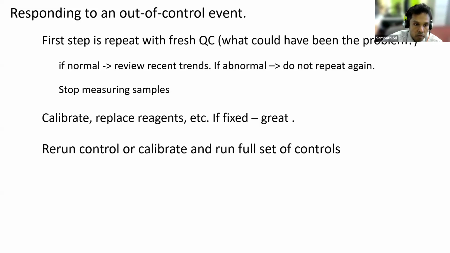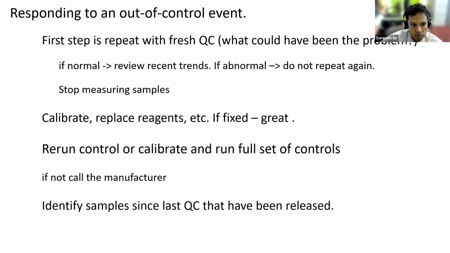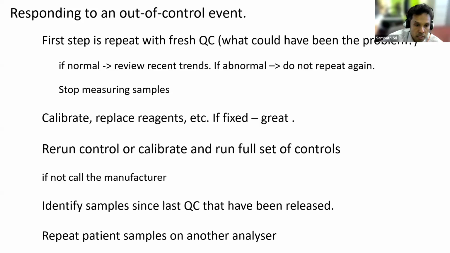If we make any changes to our system, we have to rerun all the controls before releasing results. If, after repeating calibration and everything else, it still fails, then we have to call the manufacturer and get their engineer support. We have to identify all the samples that were run after the last normal QC, and we may need to repeat all these patient samples on another analyzer.